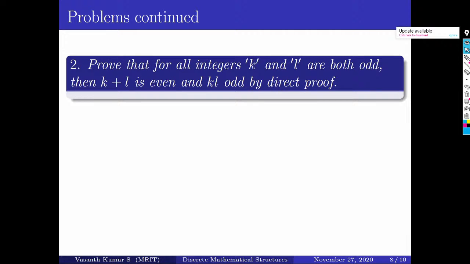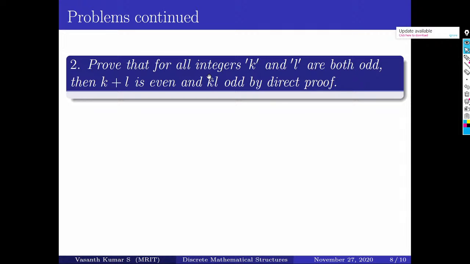Okay, next problem, we will go with the second problem. Prove that for all integers k and l, if both are odd, then k plus l is even and the product kl is odd, by direct proof. Only by direct proof you should prove that k plus l is even and kl is odd. Did you get it?